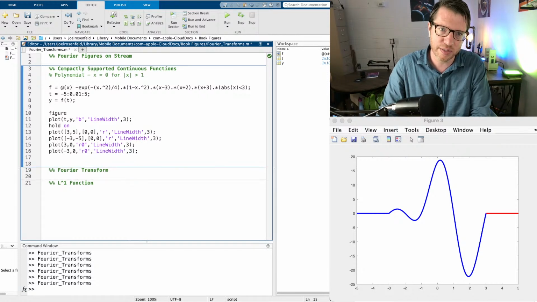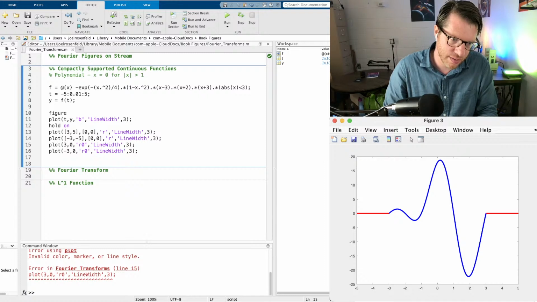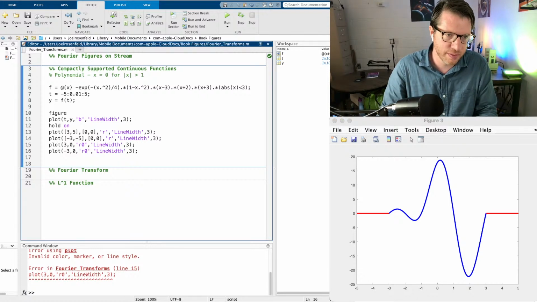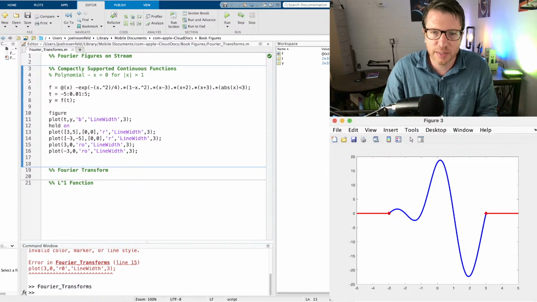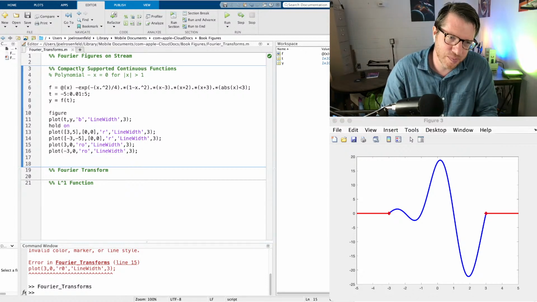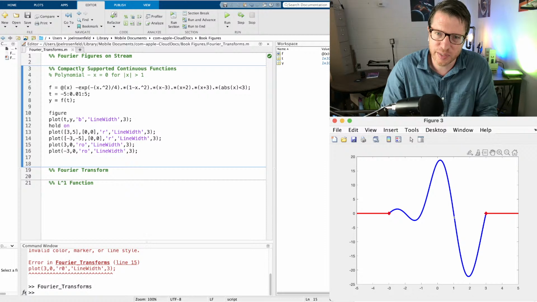Right, and so let's go ahead and see what that does. Oh, no, something went wrong. Invalid color marker. Oh, not 0. It's O. Oh, there we go. Let's see. Now press run. We got. Oh, okay. I'm not really happy with that circle though. Let's come up with something better there. But for now, that's fine. So basically showing it's going to be 0 outside of that region when we're larger than the absolute value of 3. And so compactly supported continuous function.